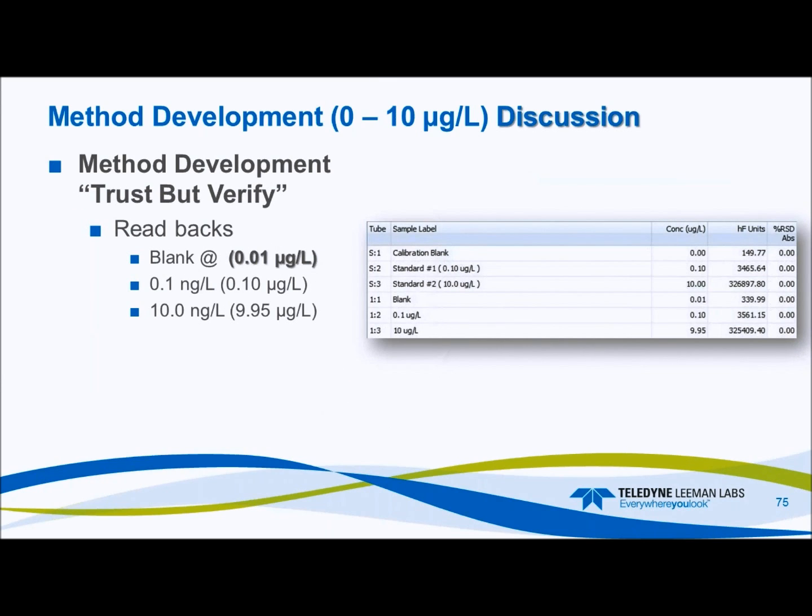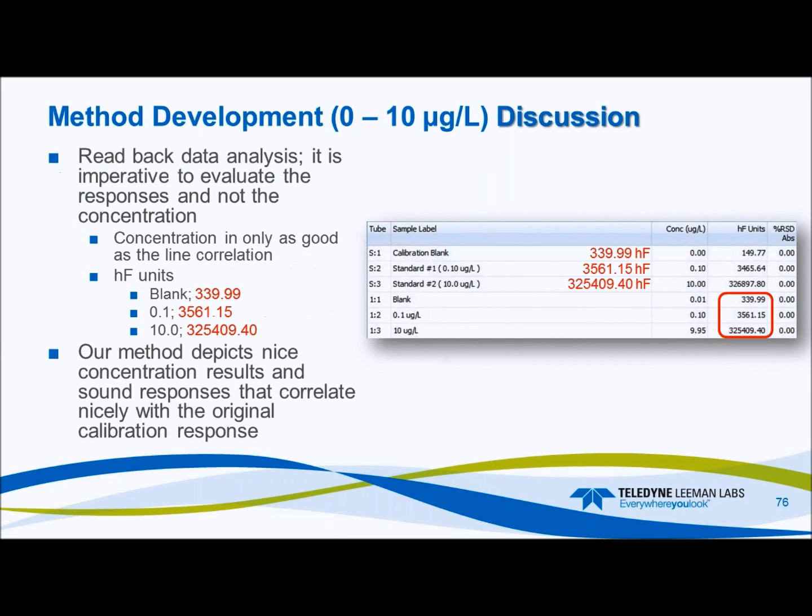So let's read back the samples. My 0.1 came in at 0.01. My 10 came in at 9.95, which is good. And the blank came in at 0.1.